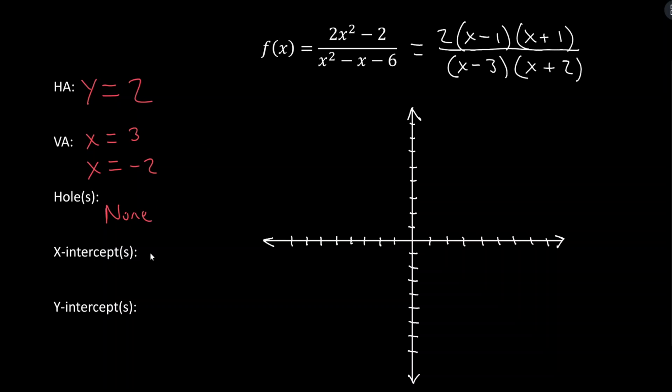Let's look at x-intercepts. We have two values that will make the numerator equal 0, 1 and negative 1. And neither of these values also make the denominator equal 0. So we have two x-intercepts, one at 1 and one at negative 1.